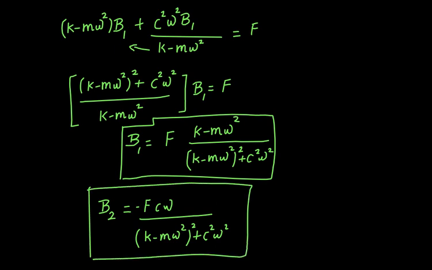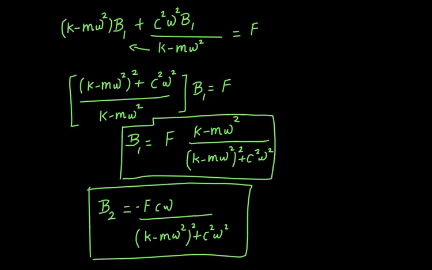So I have got the value of B1, which is F into (K minus M omega squared) divided by (K minus M omega squared) the whole squared, plus C squared omega squared. And I've got the value of B2, which is minus F into C into omega divided by (K minus M omega squared) the whole squared, plus omega squared C squared. Now all I have to do is substitute the values of B1 and B2 in this assumed solution. That's it. So the solution for the forced vibration, which is the particular integral, is B1 sine omega t. Am I right?